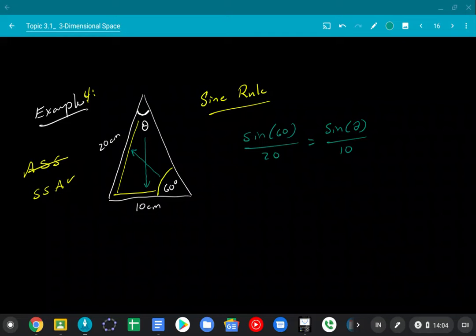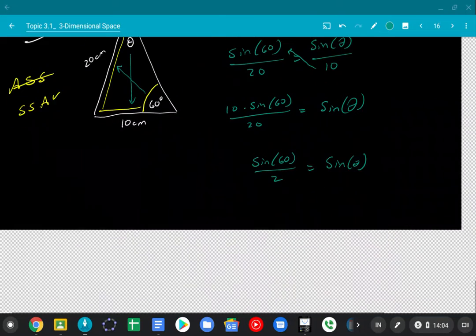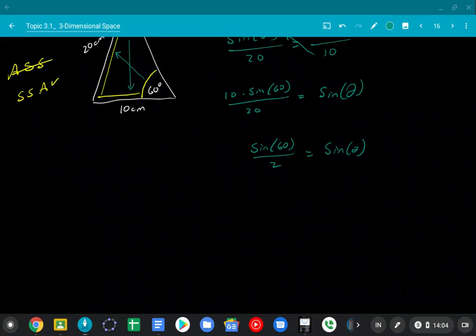Now, to get theta by itself, I could just multiply the 10 over here. Okay. I could reduce this. That's going to be sine of 60 divided by 2. Once you really get to know the unit circle, you're going to say, oh, the sine of 60, I know that one. It's root 3 over 2. So you'll be able to jump from here to root 3 over 4 just in your head. But that's the unit circle talking. We don't know the unit circle just yet.